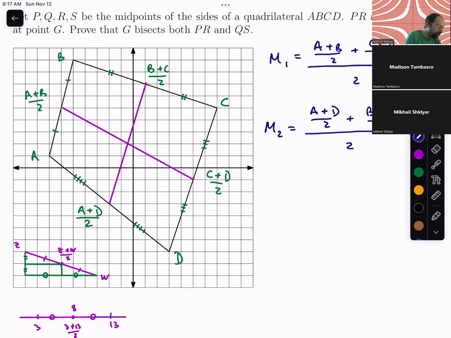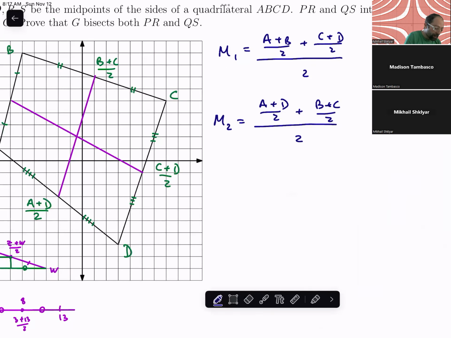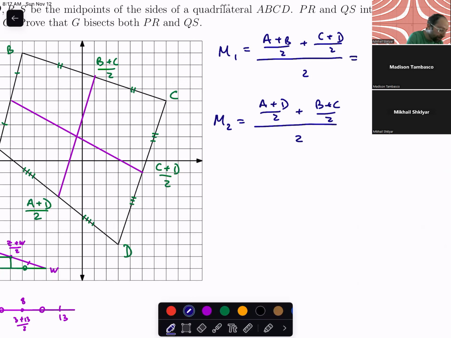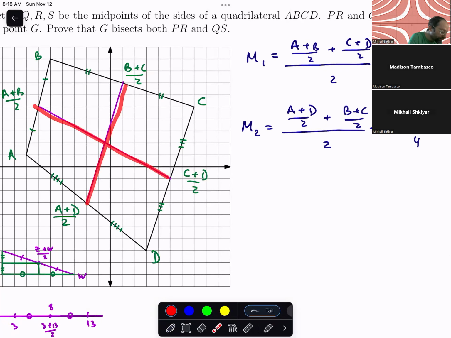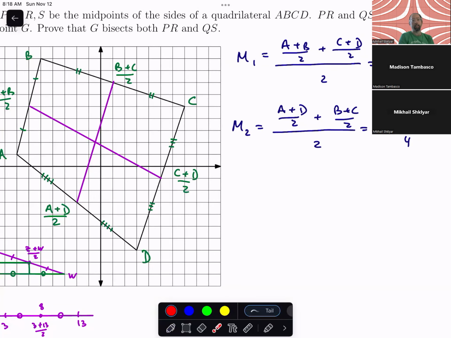Okay, so let's scroll away from the diagram for a moment. What is this equal to? Well, if I multiply numerator and denominator by 2, this is a plus b plus c plus d divided by 4. And this is also a plus b plus c plus d divided by 4. So this means that the midpoints of these two segments are actually the same point. Well, that's it. That means that they bisect each other, because the point where they intersect is the midpoint of both of them, right?